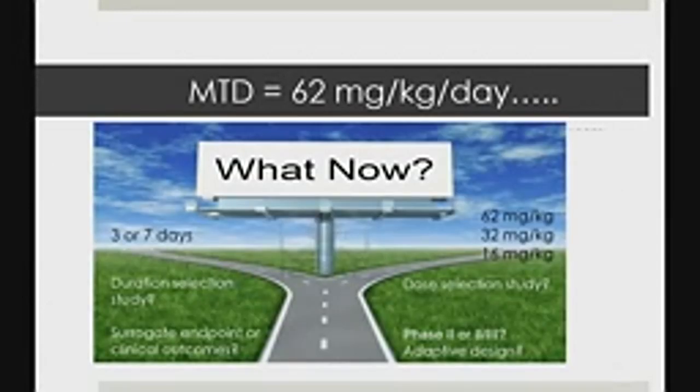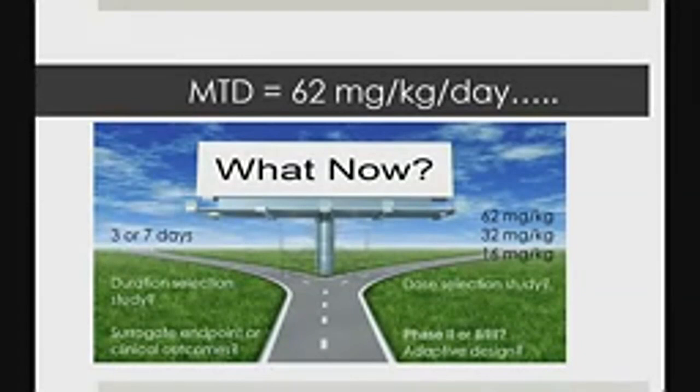So then we came to a tough decision about what to do. We know that we can give up to 62 milligram, but we know that the animal data suggests that lower doses are effective. We treated for 3 days, but the animal model suggests that you can treat for 7 days. So do we go with 62? Do we go with 32? Do we go with 16? Do we treat for 3 days or 7 days? The initial thought was that we wanted to do a dose selection study and a duration selection study.